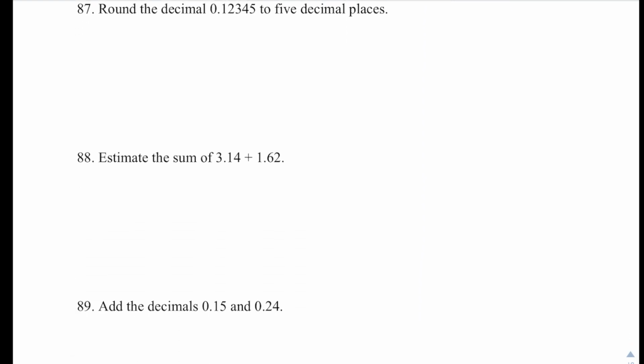Round the decimal 0.1234 to the 5th decimal place. So we have 1, 2, 3, 4, 5. So the answer, because nothing comes after this, it will round down. So 0.12345 is our answer.